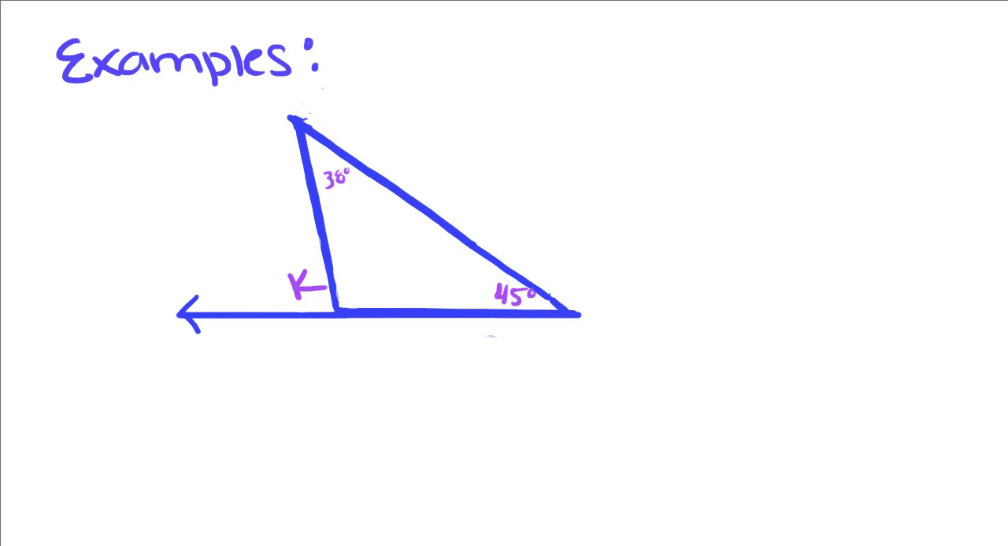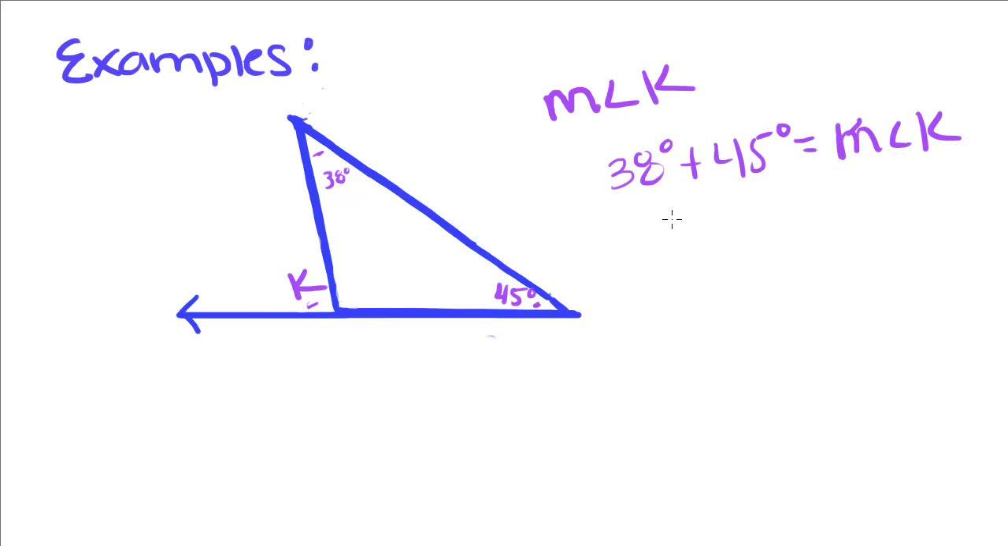We're going to do an example where we're trying to find out what the measure of angle k is. That's what we're trying to solve for. Since we know that the sum of these two angles right here equals angle k, we're going to add 38 plus 45 and set it equal to the measure of angle k. And if you add those up, you'll get 83 degrees is equal to the measure of angle k. So that means that this angle right here is an 83-degree angle.